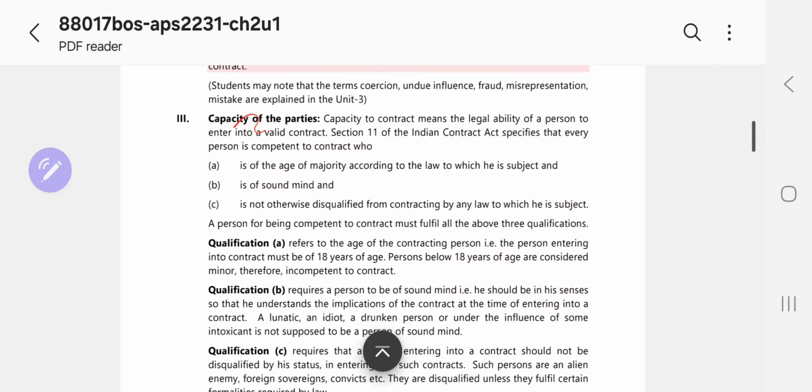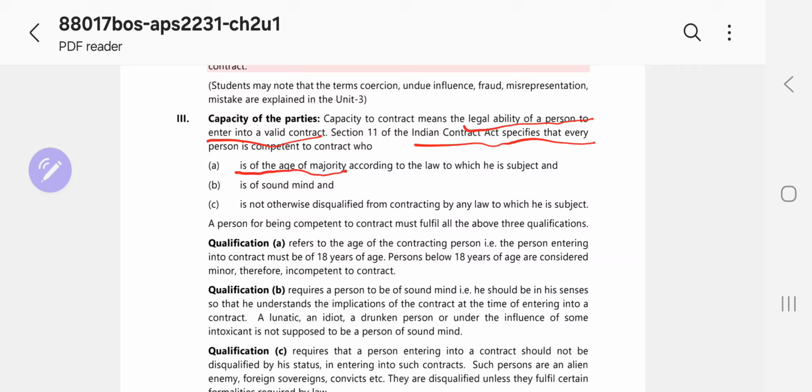Now coming to the third thing, capacity of the parties. Capacity to contract means the legal ability of a person to enter into a valid contract. Section 11 of the Indian Contract Act specifies that every person is competent to contract who is of the age of majority. He should not be a minor.